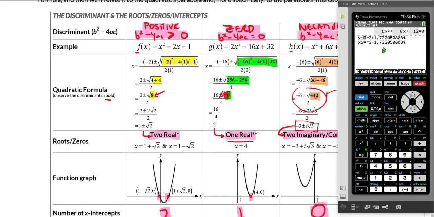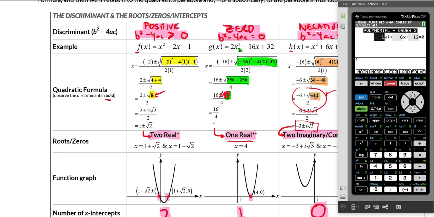That's exactly what we're getting right here. -3, this 1.73 is actually root 3, and then the i, and -3 minus 1.73, and then the i. So if I were to do, for instance, let's do g of x. Let's go back to coefficients, which is the zoom button. So we're going to hit the zoom button.